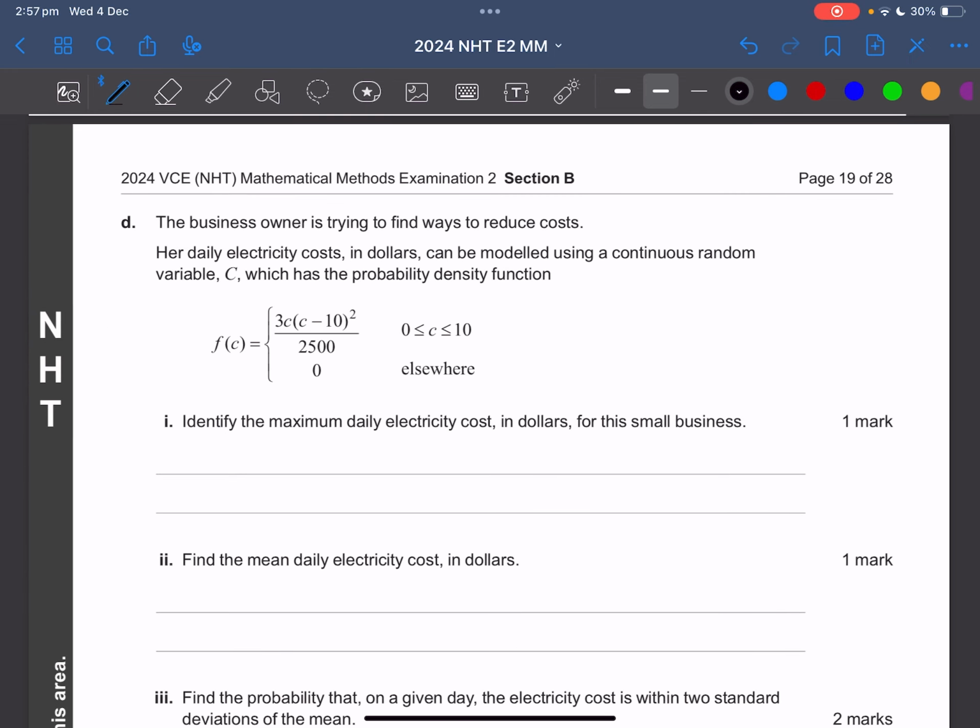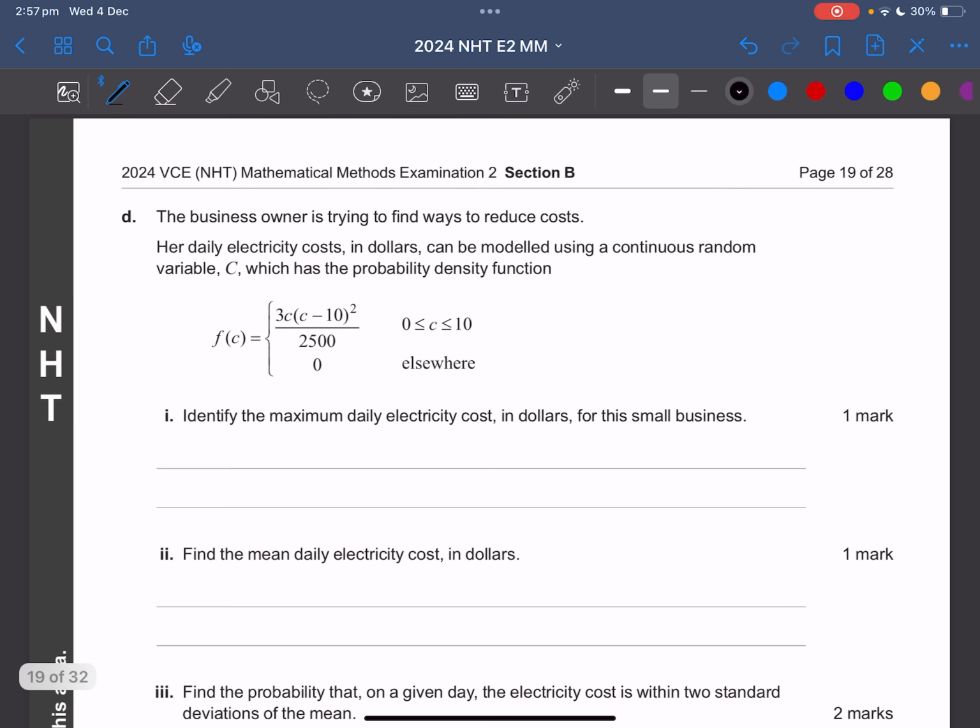The business owner is trying to find ways to reduce costs. Her daily electricity costs in dollars can be modeled by a continuous random variable C, which has a probability density function given. Identify the maximum daily cost in dollars for this small business. Right. So if C is the one that represents the cost, the maximum cost daily is just going to be 10, right? Because C is a cost, so the maximum cost is going to be 10. So maximum daily cost is going to be 10.